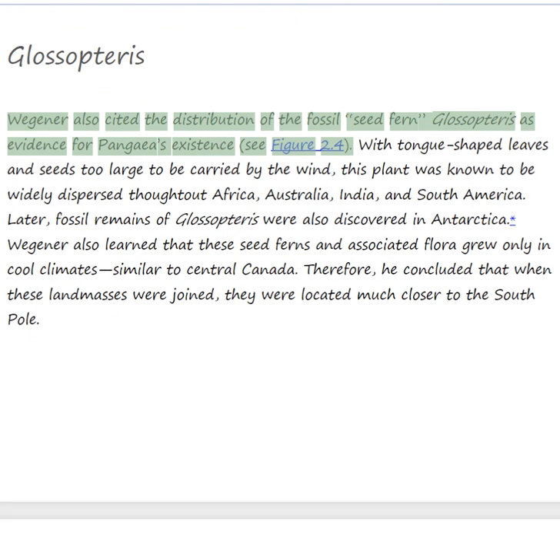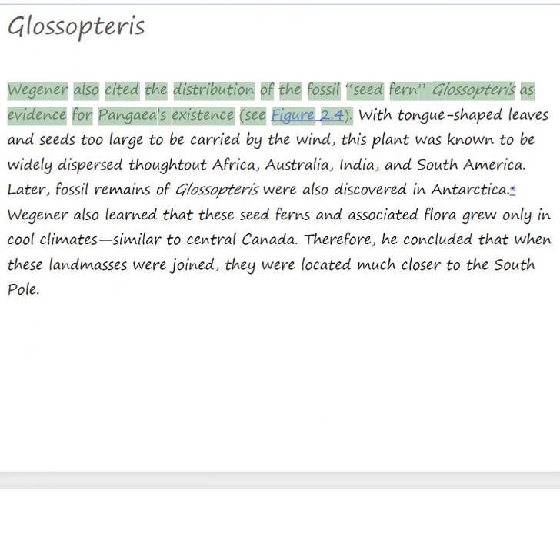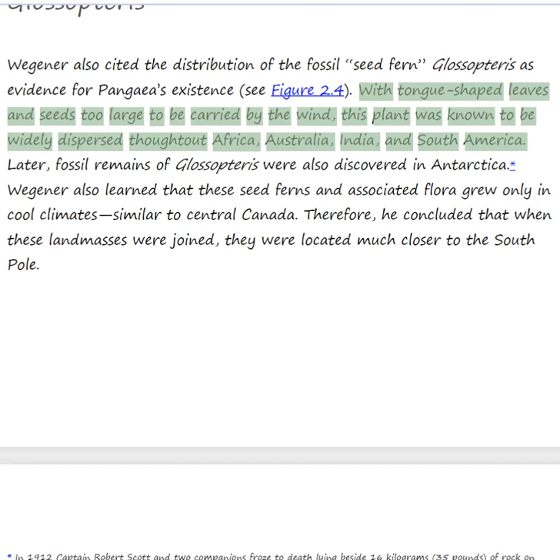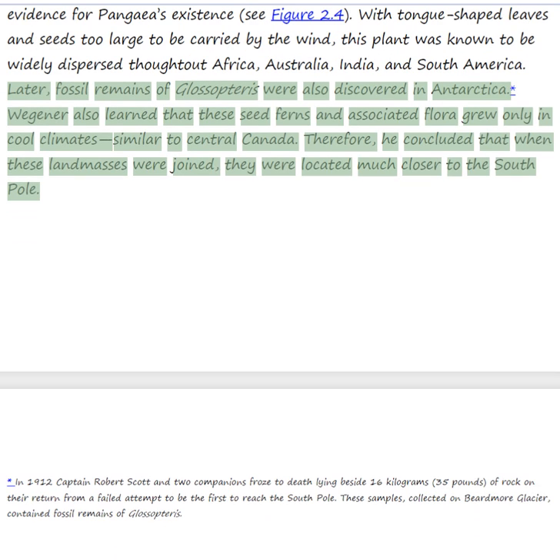Glossopteris. Wegener also cited the distribution of the fossil seed fern Glossopteris as evidence for Pangaea's existence. With tongue-shaped leaves and seeds too large to be carried by the wind, this plant was known to be widely dispersed throughout Africa, Australia, India, and South America. Later, fossil remains of Glossopteris were also discovered in Antarctica. Wegener also learned that these seed ferns and associated flora grew only in cool climates, similar to central Canada. Therefore, he concluded that when these landmasses were joined, they were located much closer to the South Pole.